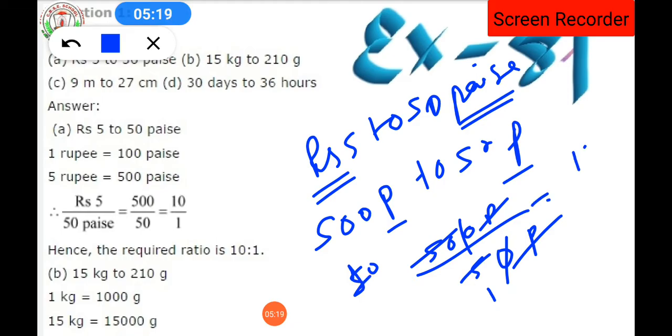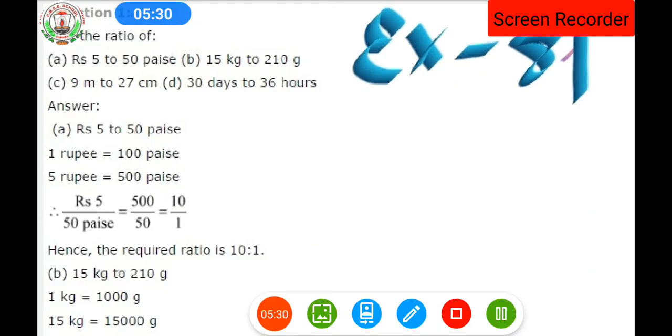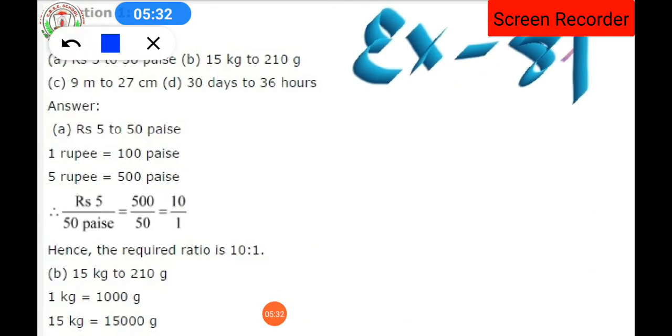So what is the answer coming? That is 10 upon 1. Hence the ratio 10 upon 1 can be written as 10:1. Clear everyone? In the same way we are going to do the second part of the question. What is the second part of the question we are having? 15 kg to 210 gram. This is the question we are having, isn't it?